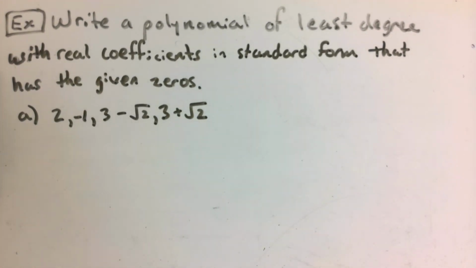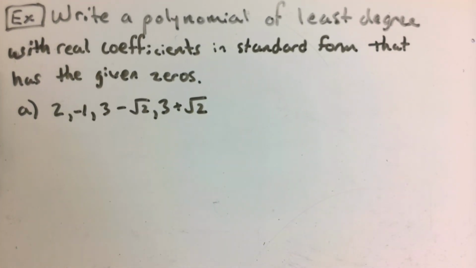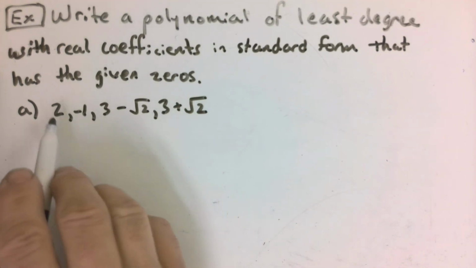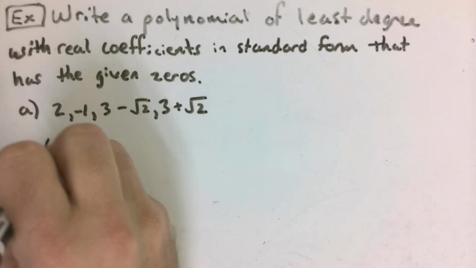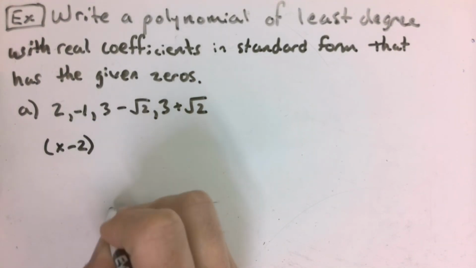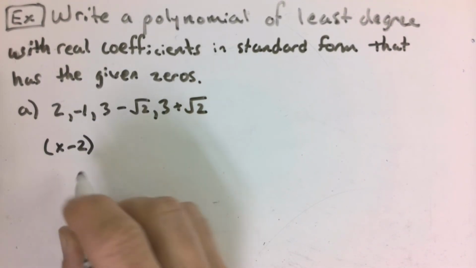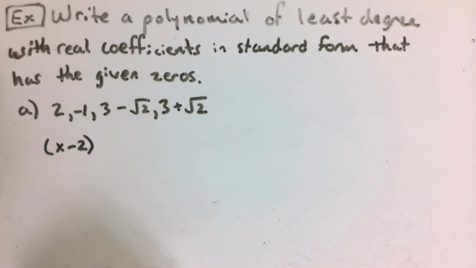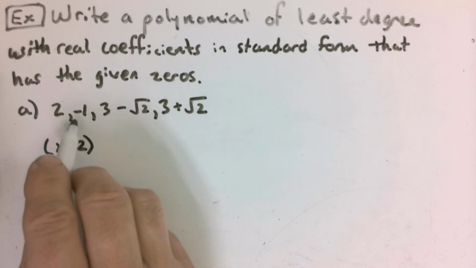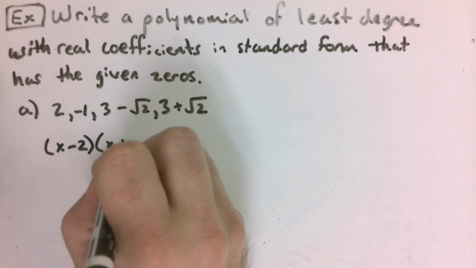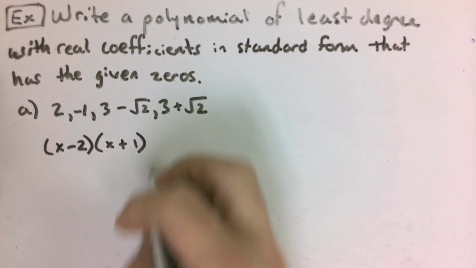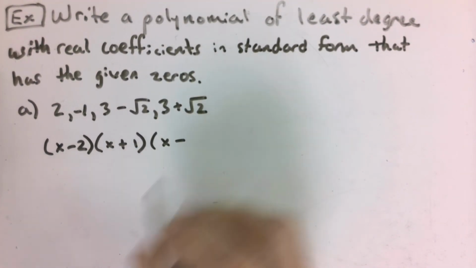What you do in order to find the polynomial is to write these zeros with their corresponding factors. If 2 is a zero, that means that x minus 2 is a factor. You put x minus in front of each one of the numbers, essentially. So our next factor would be x minus a -1, or x plus 1. The next factor is going to be x minus the number.